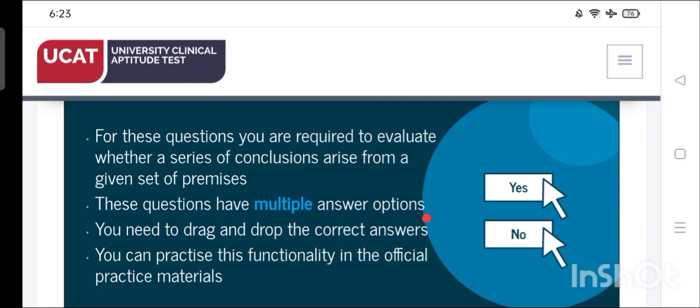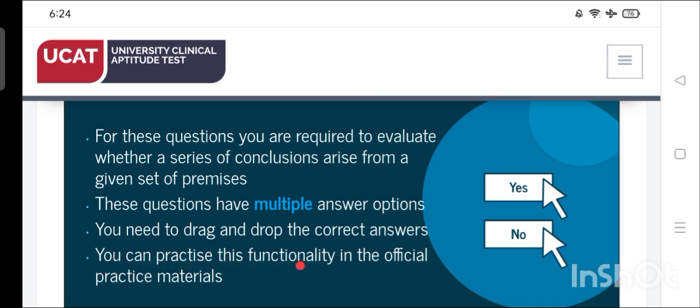More than one answer could be correct, so you need to drag and drop the correct answers. Like this, yes and no options in a box will be presented to you. Then you have to drag the yes if the conclusion does follow from the information that will be presented to you. Then you can drag that yes from the box and drop it in front of that conclusion. It means yes, it does follow this conclusion.